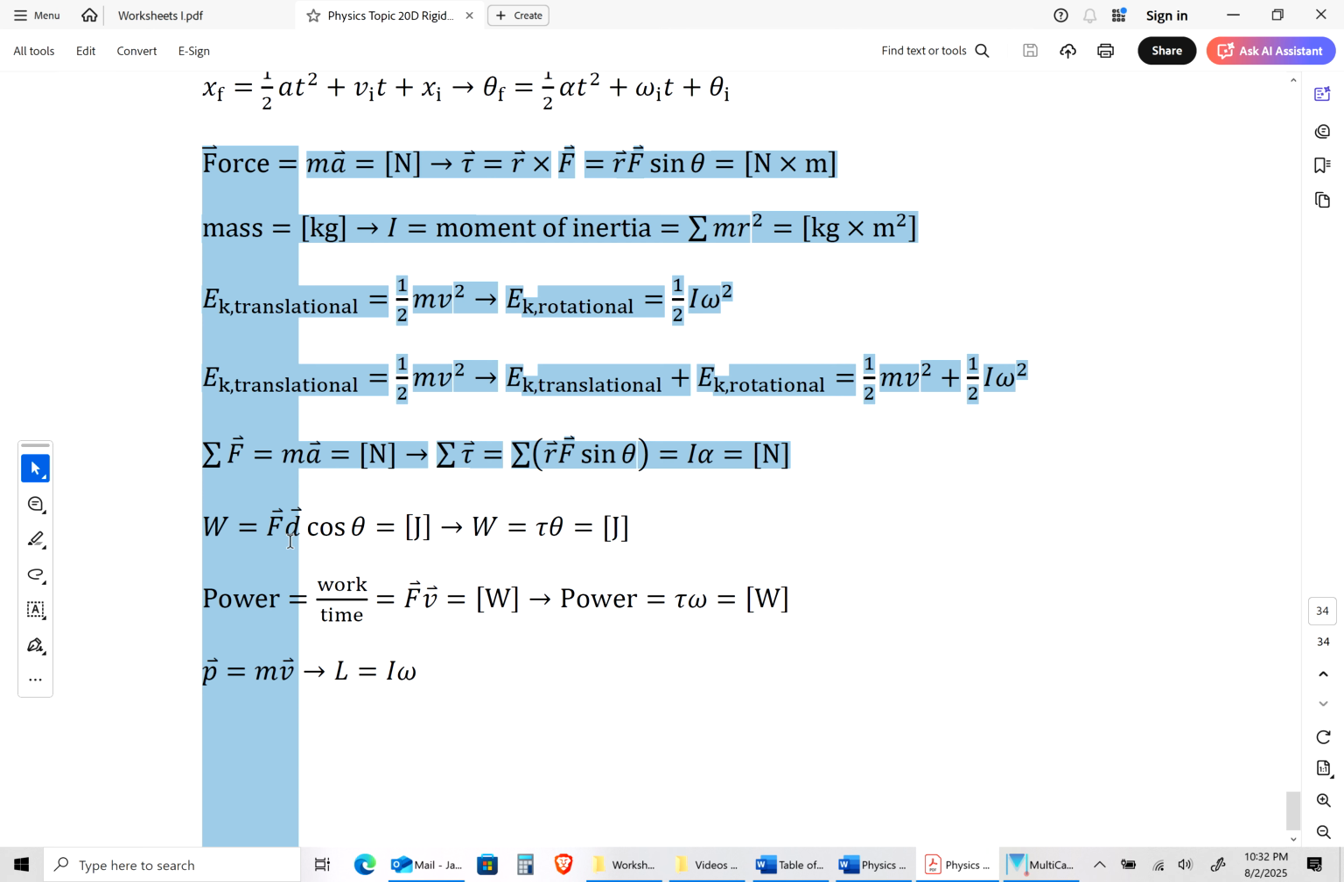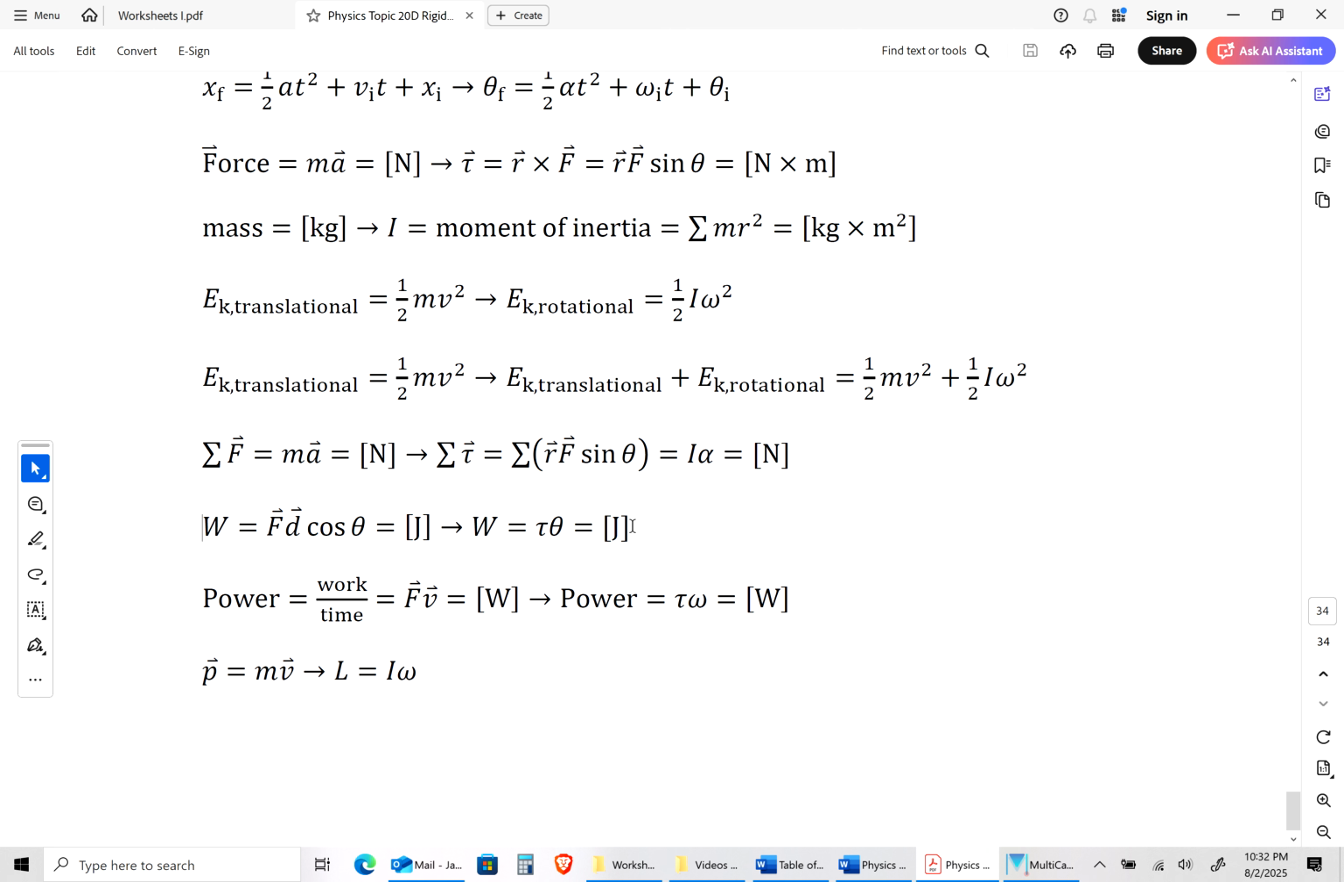Work equals Fd cosine theta becomes work equals torque times theta. Power equals Fv becomes power equals torque times omega. And p equals mv becomes L equals I omega.